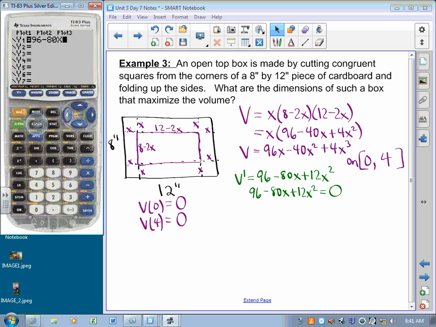96 minus 80x plus 12x squared. I'm only interested between 0 and 4. Well, seems good to me. Let's find a 0. Boom. Boom. I'm going to take a picture because it lasts longer.